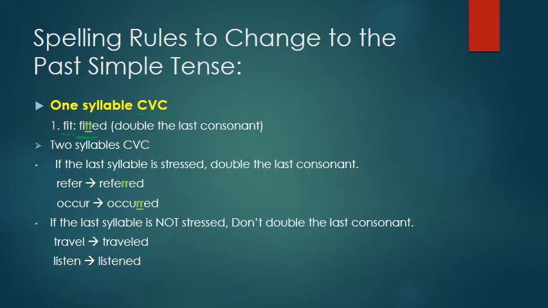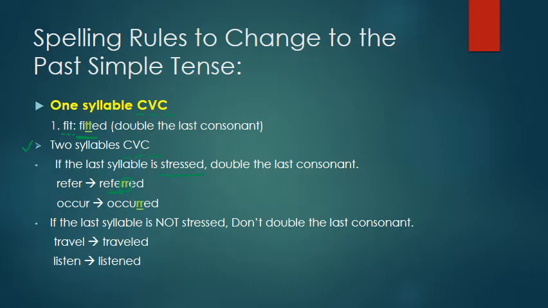T, and add ED. When it's 2 syllables and ends with CVC, what do I mean by 2 syllables? It means refer. That's what 2 syllables are. Occur. When it's 2 syllables, ends with CVC, and the second syllable is stressed, I put a certain pressure on the next syllable. Refer, occur. Notice consonant, vowel, consonant. What do I do? I double the last consonant.